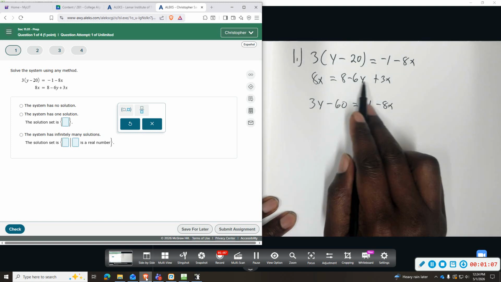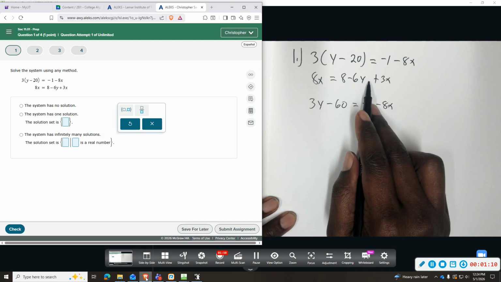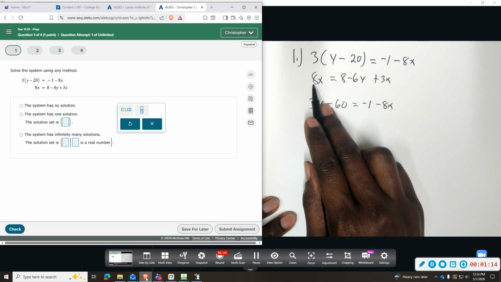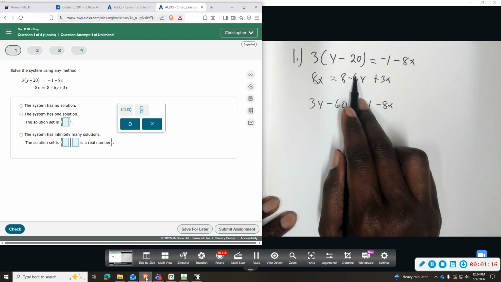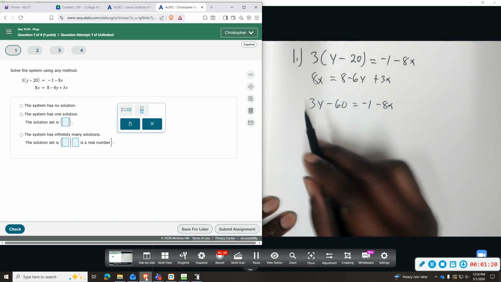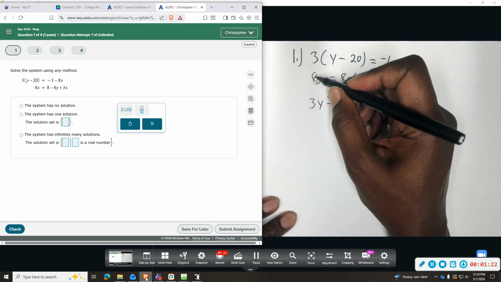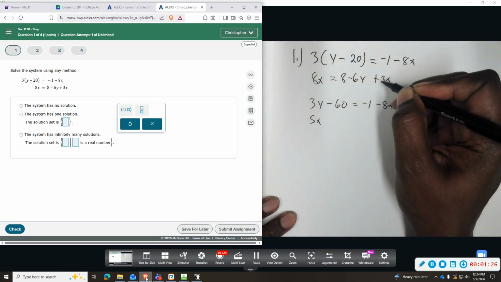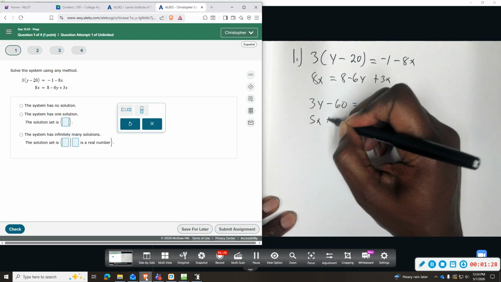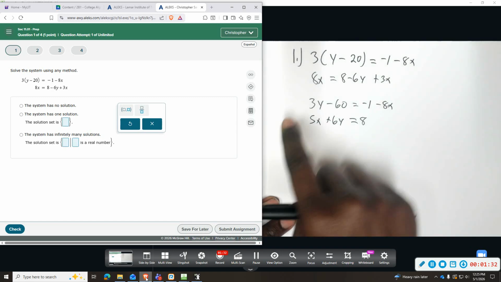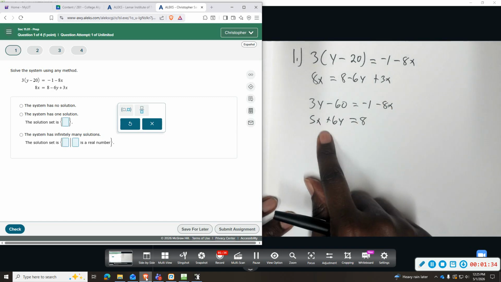Now with this one, I am going to subtract 3x and move over the 6y added. Do the opposite, so it'll change signs. So 8 minus 3 will give me 5x. Add 6y, and that's going to be equal to 8. Okay, so that one's in standard form, roughly.